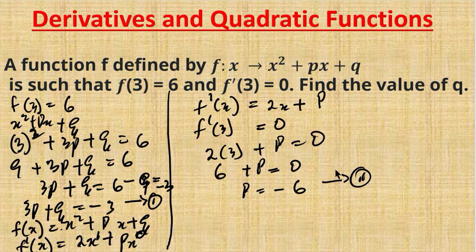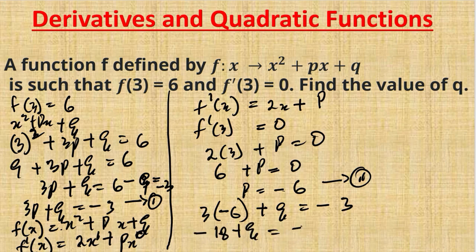Now, conveniently, I'm looking for q. I can substitute for p in equation 1. So that my 3 into minus 6 plus q will be equal to minus 3. Now, 3 times minus 6, that's minus 18, plus q will be equal to minus 3. q will be equal to minus 3 plus 18, which is equal to 15. With this, you have your value for q, which is 15.